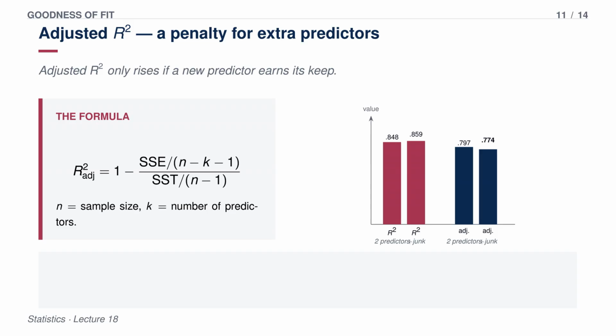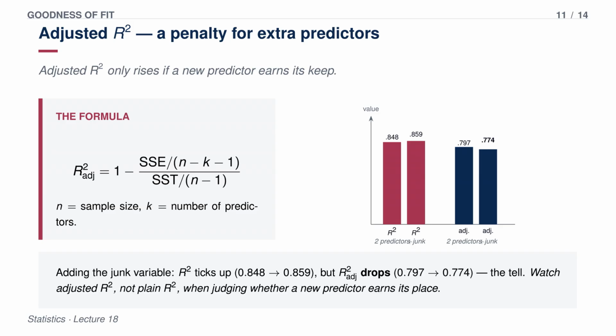Watch what happens with our numbers. Two predictors, adjusted R squared, 0.797. At the pets variable, plain R squared ticks up to 0.859, but adjusted R squared drops, down to 0.774. Plain R squared went up. Adjusted R squared went down. That mismatch is the tell. Rule of thumb going forward, watch adjusted R squared, not the plain version, when deciding whether a new predictor is worth keeping.